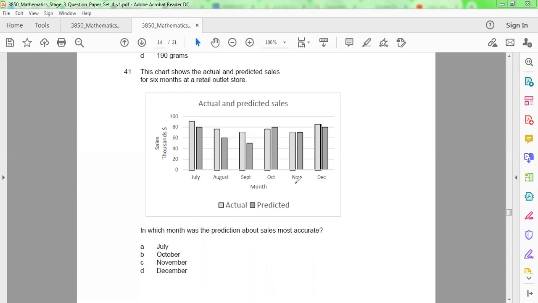Well, obviously it's November, not true? Look at it. Both of them are on par. You might argue that October is pretty close, and December is pretty close. But the most accurate is actually November, because in November it basically levels off. So the predicted and actual sales were realized for November.